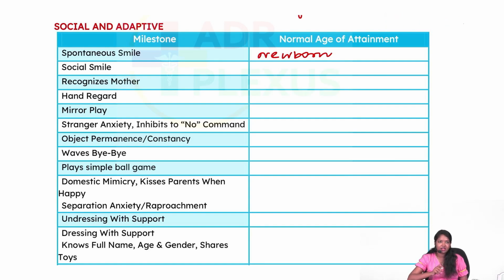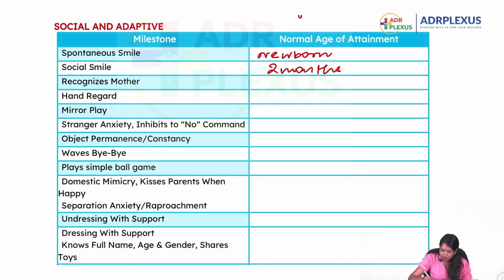When will the actual smile come? Around 2 months, the baby will have a social smile. Social smile means the baby looks at the mother's face and smiles. The baby will look at the caregiver's face and smile. You speak something, the baby smiles. That is social smile, which comes by 2 months. The baby recognizes the mother by 3 months.